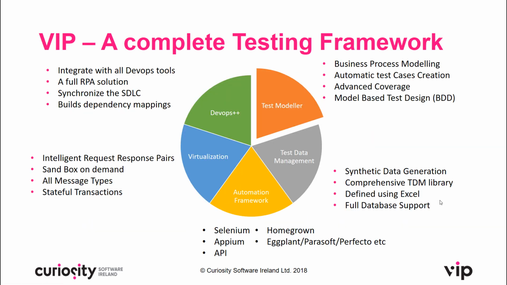So before we get into the details of the solution, just a quick description of VIP. So it's a complete testing framework. At its heart, it's got Test Modeler, which is a BPMN modeling tool which will auto-create you all sorts of different types of covered test cases, a TDM solution to help you create very complex synthetic data, an automation framework, and today we're talking about the integration with the Eggplant Functional Tester, virtualization support so we can create you virtual endpoints, and integration with the RPA solution, VIP's core integration processor, which helps you build a really state-of-the-art DevOps pipeline.